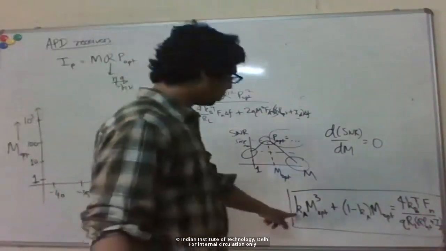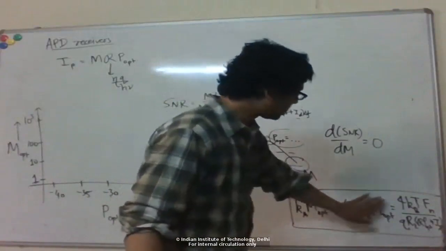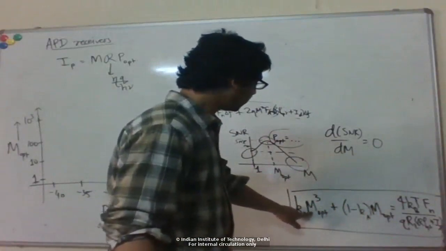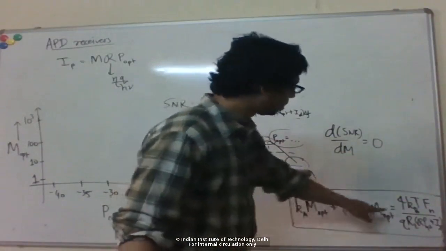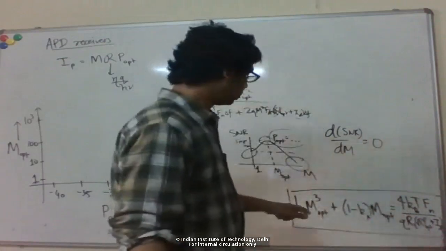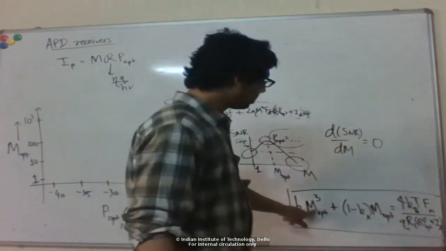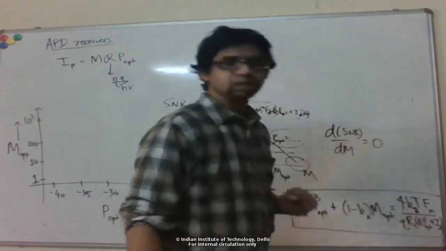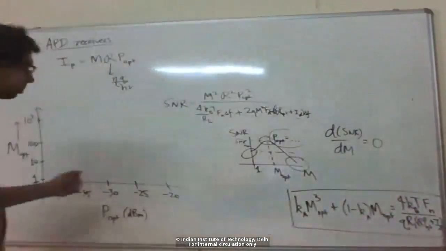Okay, so when k is close to 1, 1 minus k is close to 0, which means this term is small compared to the first term, right? And then you can see that if I neglect this term, then the optimum gain M will be the cube root of this factor here. And here I have optical power in the denominator. So in that case, when k is close to 1, the optimum gain will scale as P optical to the minus 1/3, or cube root of 1 over the optical power.